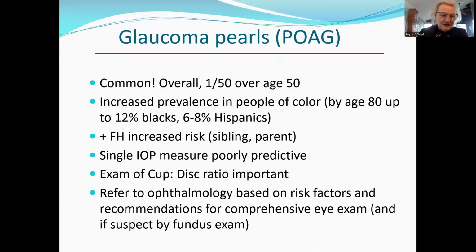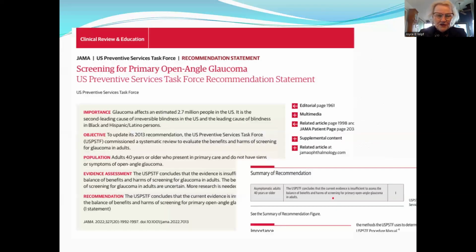So coming back to the ethnicity aspects, 1 in 50 overall individuals over the age of 50, but increased prevalence in people of color. So by age 80, up to 12% of Blacks and 6 to 8% of Hispanics. Not an increased risk in Asian populations, similar to Caucasian and other ethnicities. Family history, sibling and parent, increases risk. A single pressure is poorly predictive, as I mentioned, and the exam of the cup-disc ratio is important. Referral is based on risk factors and recommendations for comprehensive eye exam, and if suspected, by a fundus exam.